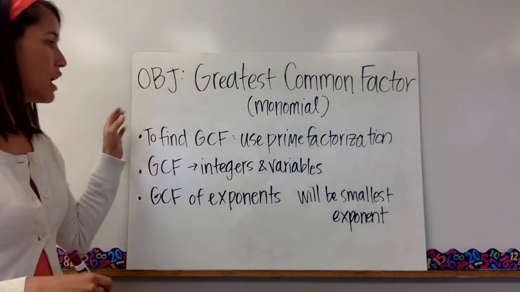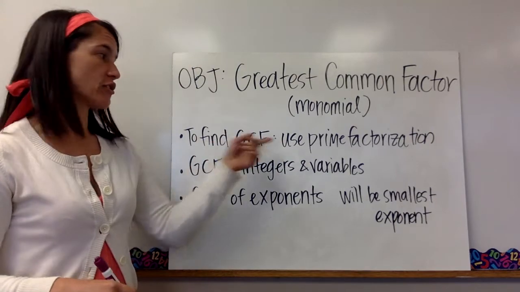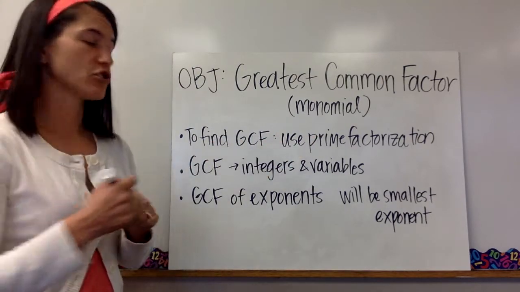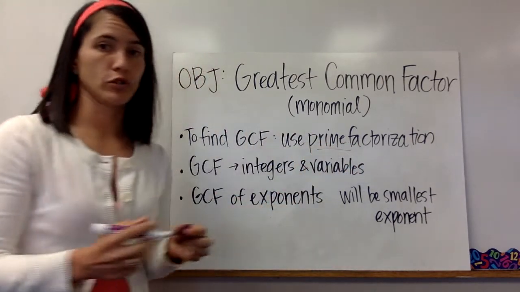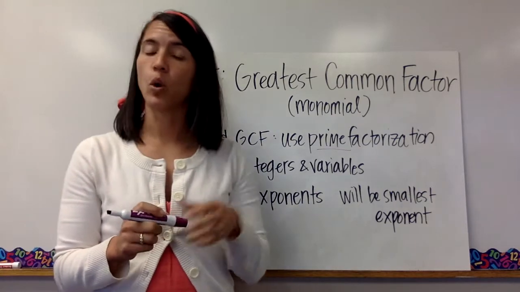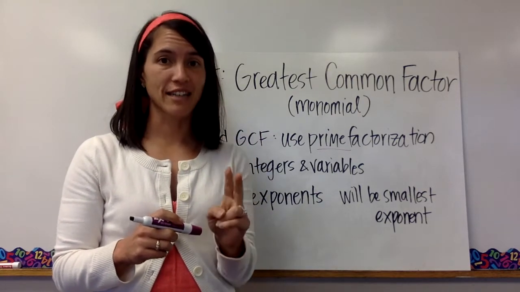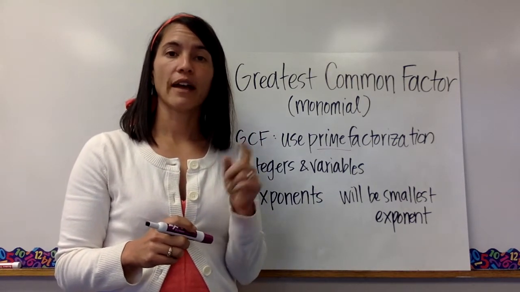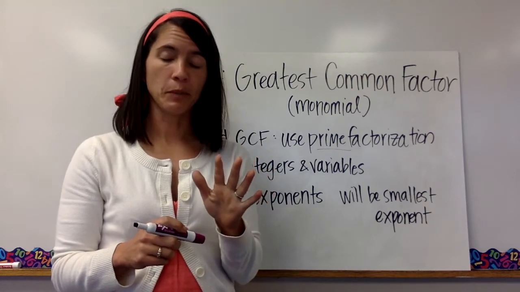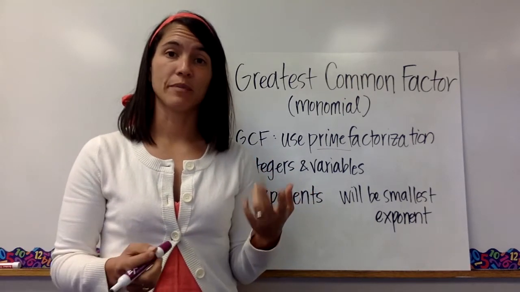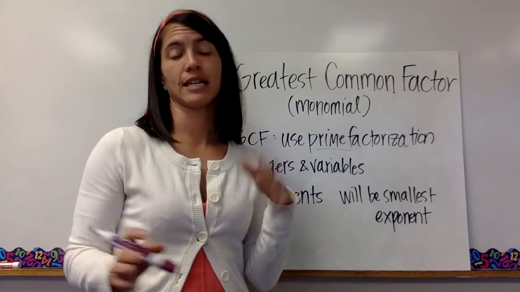Just a quick review. To find the greatest common factor, you want to use the prime factorization. So we're talking about prime numbers. Prime numbers have only two factors, one and itself. So a number like 5 is a prime number. A number like 6 is not, because to get 6, you can do 1 times 6 and 2 times 3.